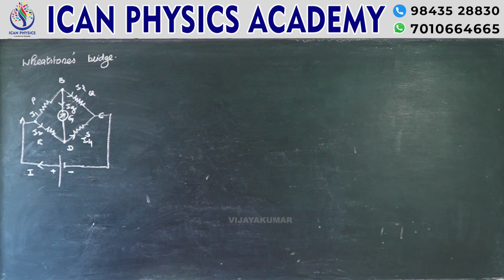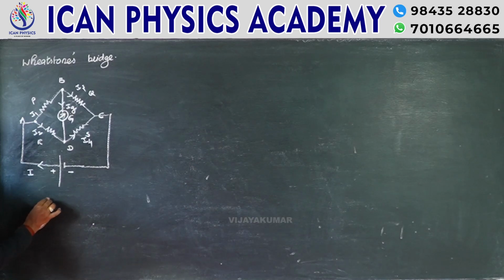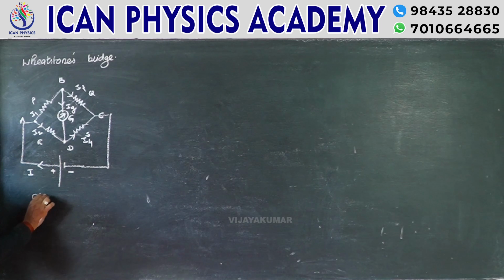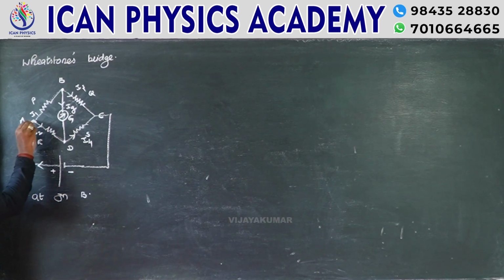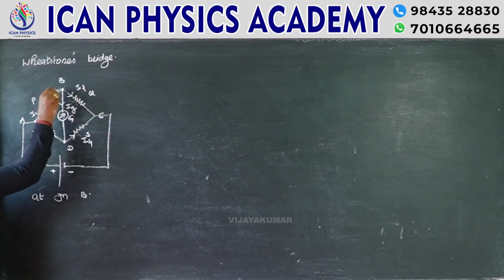Do you get it now? Do you have any doubts? No doubts. Now, according to Kirchhoff's first rule, what is the first rule? The algebraic sum of currents meeting at a junction is 0. So, at junction B, the current I1 is flowing through the junction B.